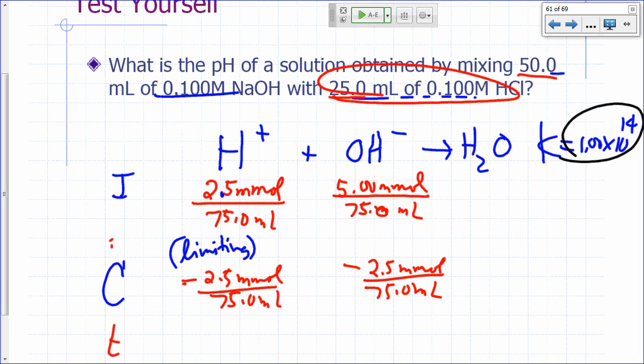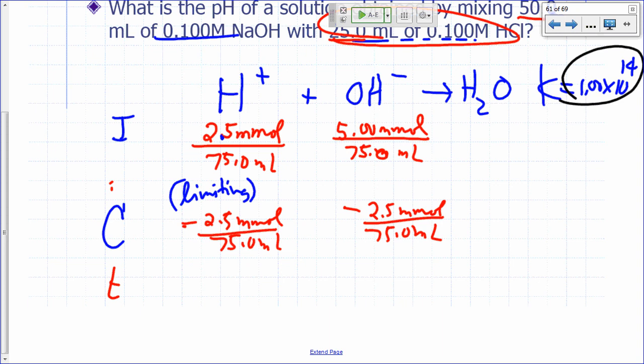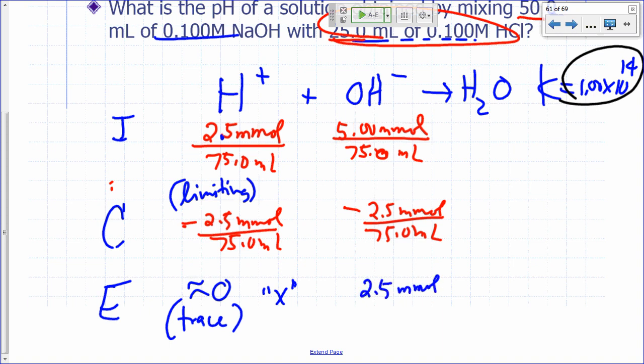So at equilibrium, you would have virtually nothing here. It's a trace amount, okay? And we're just going to call that X, so we can figure out what that is. So what's 5 minus 2.5? So this is going to be 2.5 millimoles over 75 mL. And water will just be excess, so you don't worry about the water.